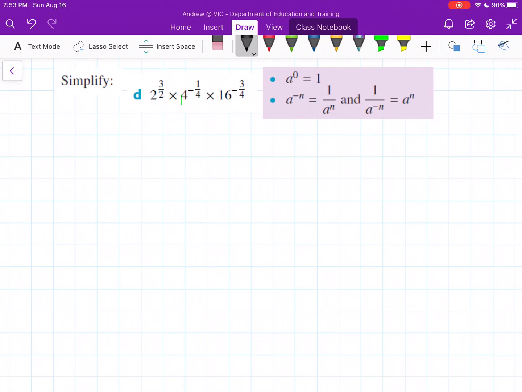G'day everyone, in this one we're going to be looking at when we have negative powers or negative indices and rationalizing these. So this just means making positive. So you'll see here in our example, we need to simplify this.